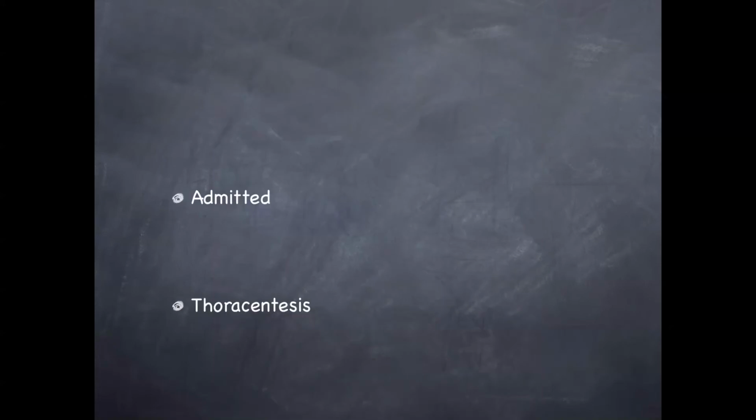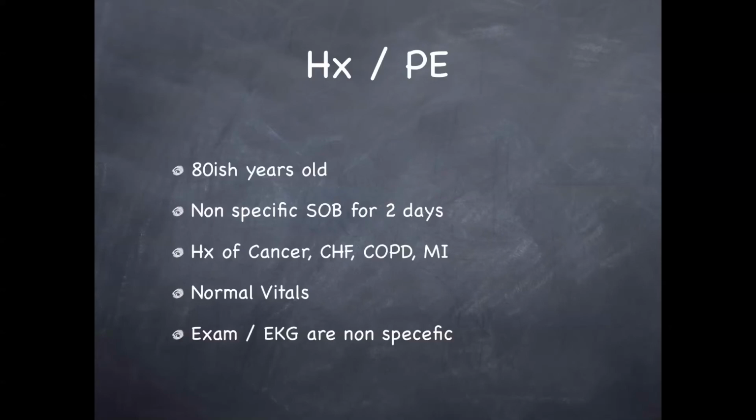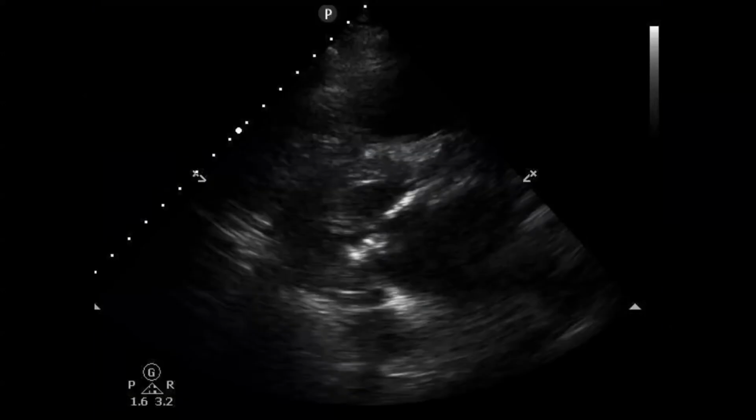So the patient was admitted and eventually got a thoracentesis. The second case was almost similar. I just copied and pasted the first slide because they both had complex medical histories. Again, they were in their 80s. Vitals were unremarkable, and the EKG and exam couldn't really tell you what was going on. Labs weren't as helpful yet either, and so we were asked to do an ultrasound, and here's what we saw.